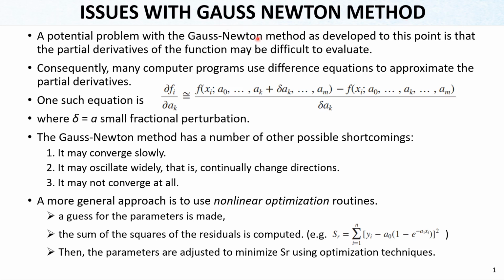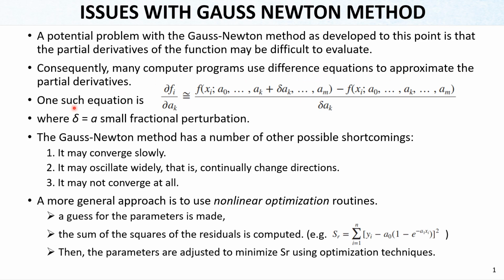Gauss-Newton method is a good iterative method to be able to solve unusual functions, let's say. But a potential problem of the Gauss-Newton method, as developed to this point, is that the partial derivatives of the function may be difficult to evaluate. The function can be complicated to be able to get derivatives, basically. Consequently, many computer programs use difference equations to approximate the partial derivatives.